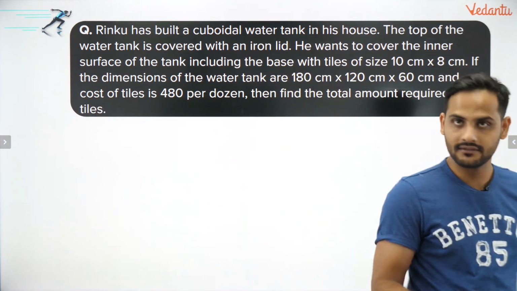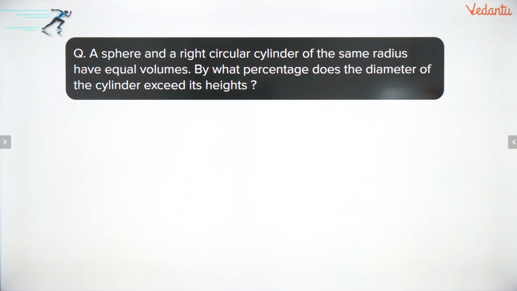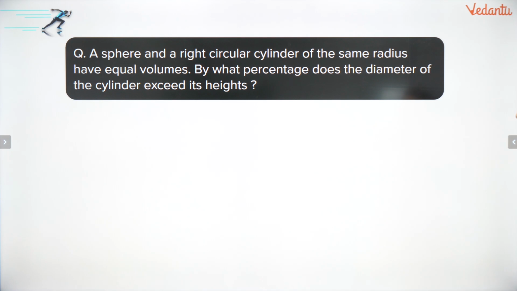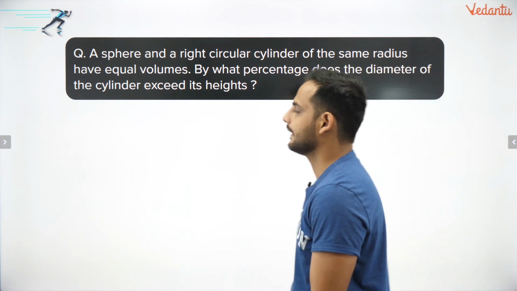The next question we have is this. A sphere and a right circular cylinder of the same radius have equal volume. By what percentage does the diameter of the cylinder exceed its height?